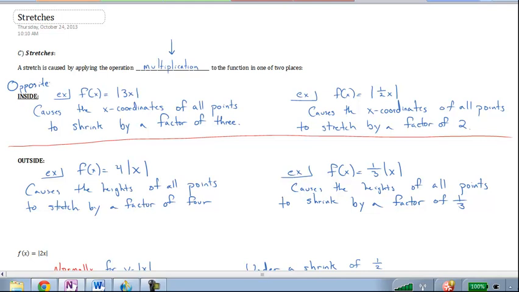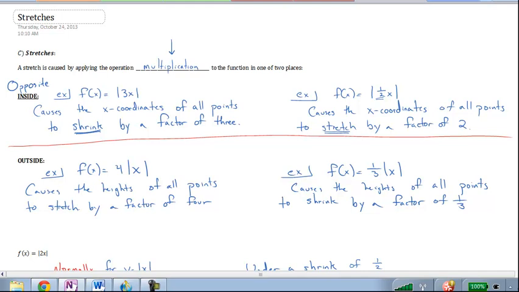Whenever something occurs on the inside of the function, the impact on the graph is opposite what we might expect it to be. So for example, when I multiply a 3 times the x on the inside of the function, it causes the x-coordinates of all points to shrink by a factor of 3, even though we're multiplying by the number 3. And if I multiply by 1/2 on the inside, it causes the x-coordinates of all points to stretch by a factor of 2. And it's just the x-coordinates. The y's are fixed. We'll see what that looks like in a second numerically.